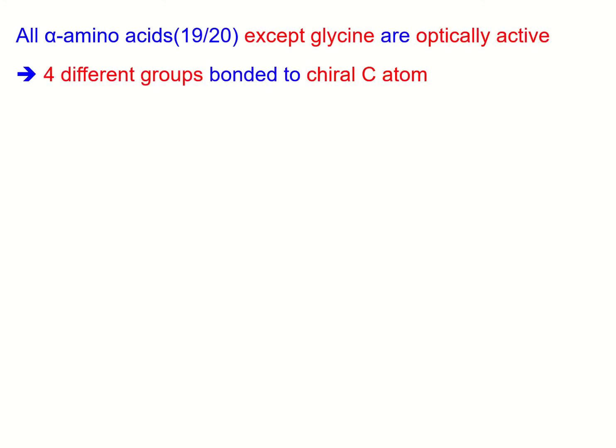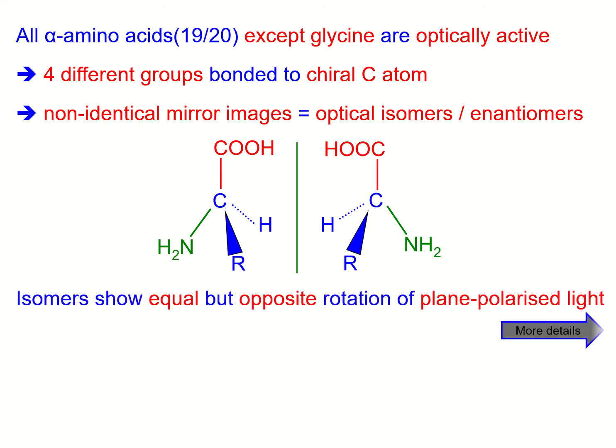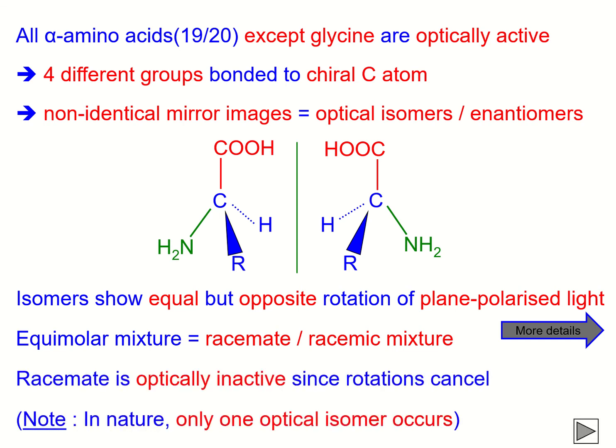The others are all indeed optically active. They've all got 4 different groups around that alpha carbon, and they make non-superimposable mirror images, as you've done already in A2 module 1. So this should be pretty clear, and you know exactly what racemic mixtures are, and rotation of plane polarized light, and all of that.